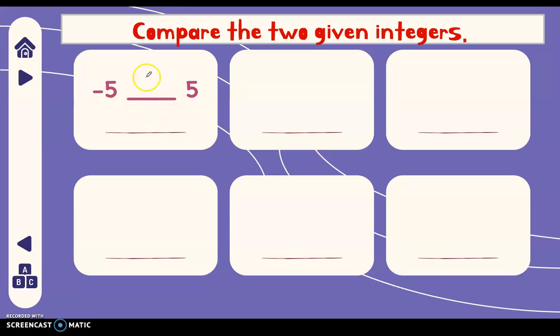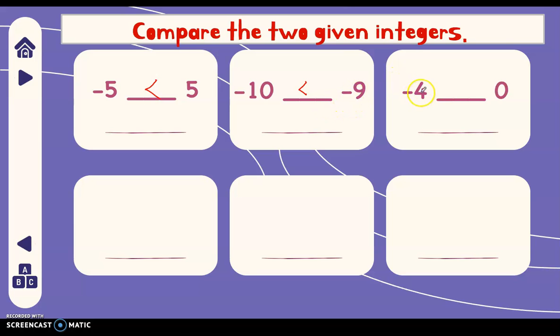So we have -5 and 5. Which is bigger? So of course 5 is bigger than -5. So we write here like this, a less than sign. Next, -10 is blank, -9. So we have which is bigger, the -9 or the -10? So -9 is bigger than -10 because -10 is way farther from 0 if you're going to move to the left. So -9 is bigger.